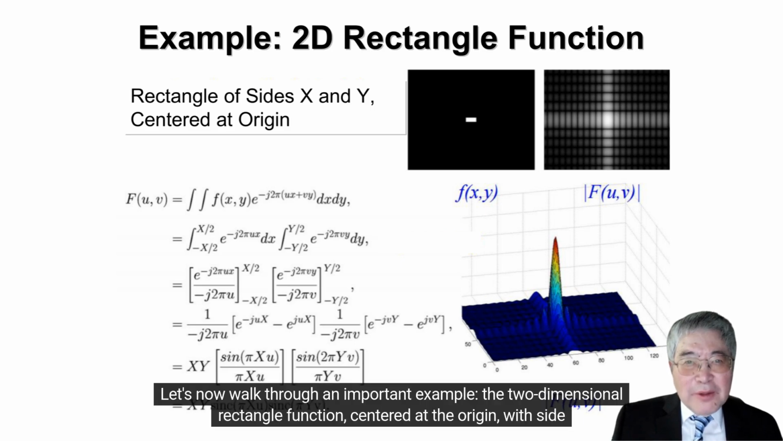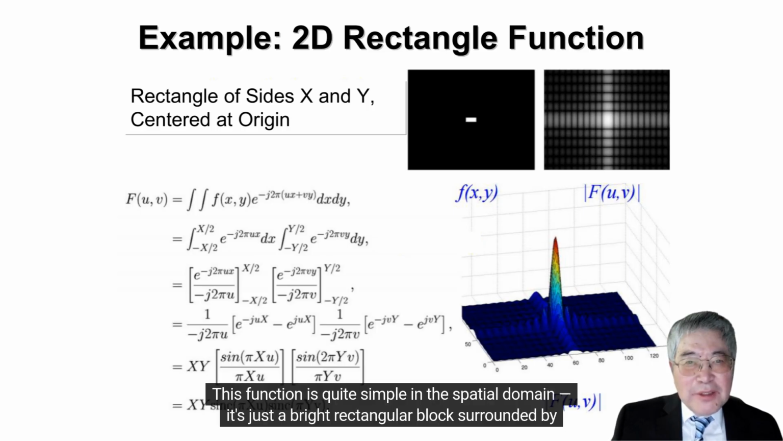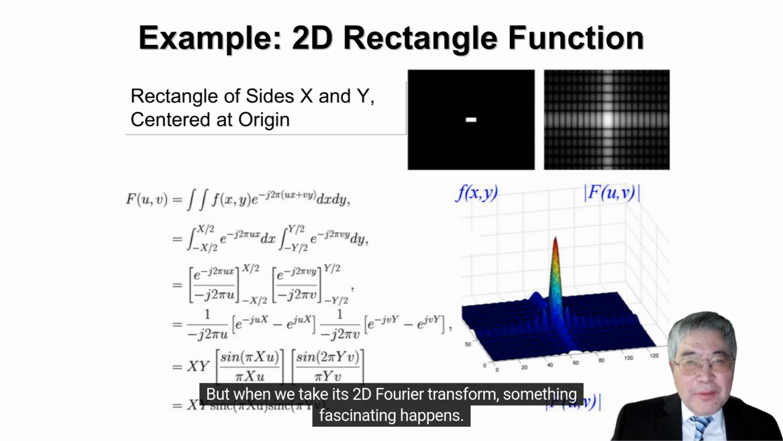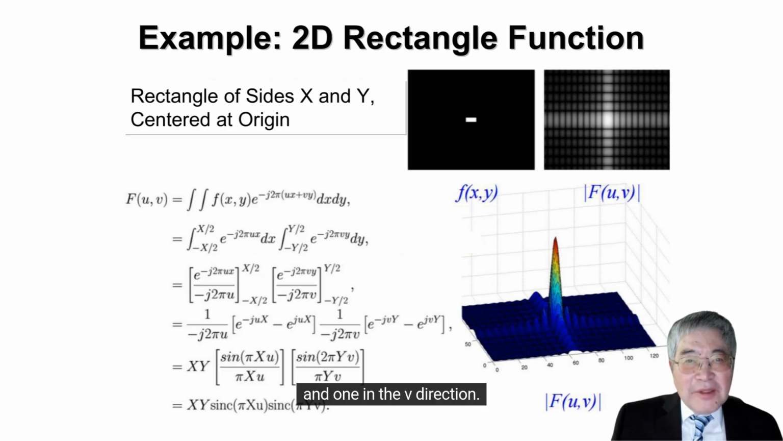Let's now walk through an important example. The two-dimensional rectangle function, centered at the origin with side lengths x and y. This function is quite simple in the spatial domain. It's just a bright rectangular block surrounded by zeros. But when we take its 2D Fourier transform, something fascinating happens. The resulting function in the frequency domain is a product of two sinc functions, one in the u direction and one in the v direction.